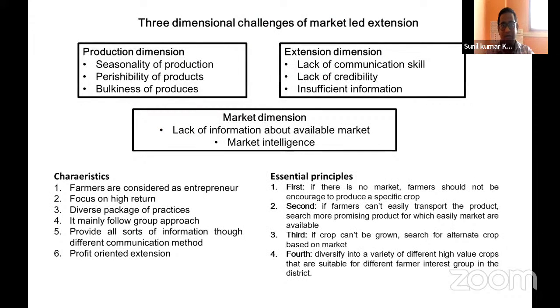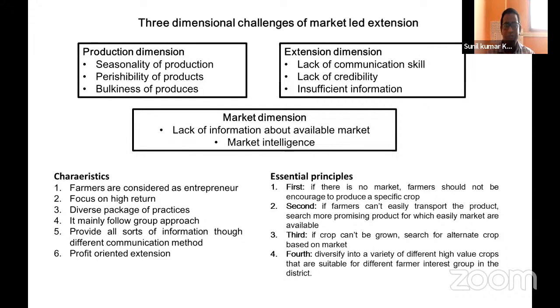So there are three-dimensional challenges for the market data extension. There are three sections of dimension. Firstly is production, the second is extension, and third is the market itself. So in the production dimension itself, there is the seasonality of any production. Basically, the market runs on the seasonality of any type of produce, the perishability of that particular product, and the bulkiness of that particular commodity. So basically, in production, there are three factors: seasonality, perishability, and bulkiness of the particular product produced.